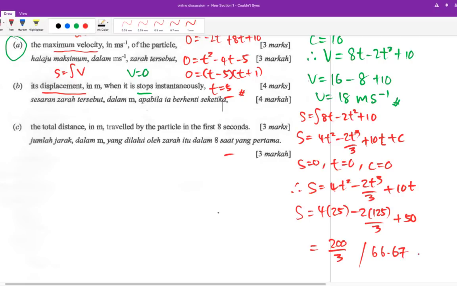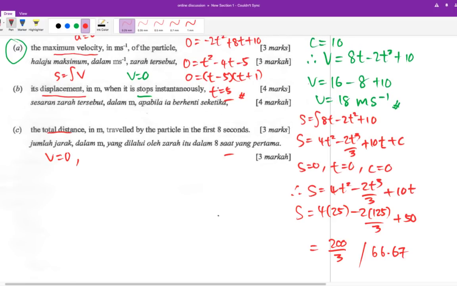The last part, they ask you to find the total distance of the particle in the first 8 seconds. For this kind of total distance question, I want to find out whether the particle makes a U-turn or not. How do we know? We always test when v equals 0 and find the time value. We did that just now: when v equals 0, we find time equals 5. That means the particle will make a U-turn at this moment, at t equals 5.